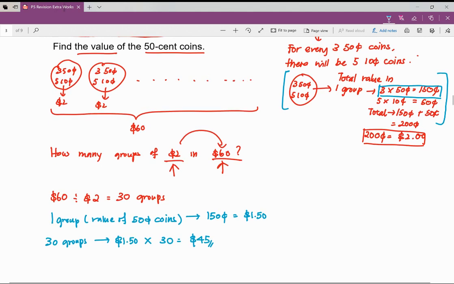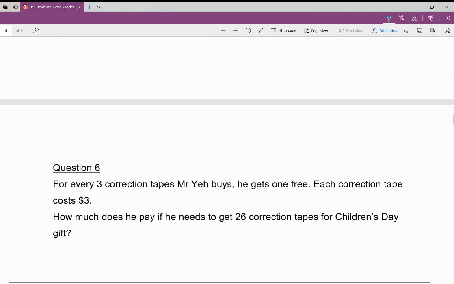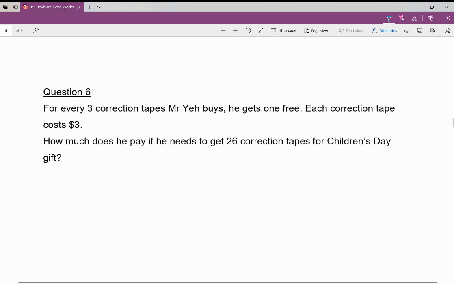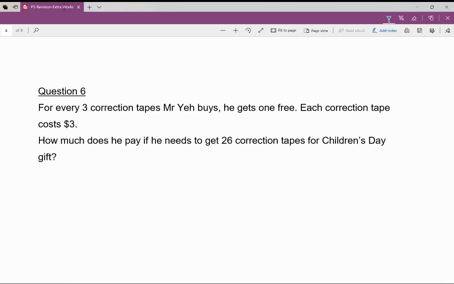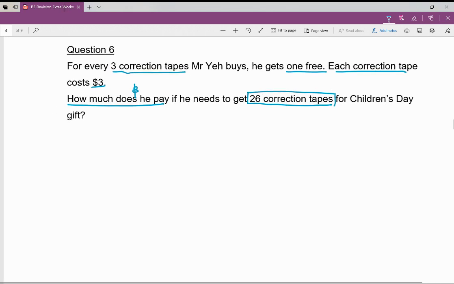Moving on to next one. Question 6 now. So question 6 comes from your grouping concept 3. Okay. So for every 3 correction tapes Mr. Ye buys, he gets 1 free. And each correction tape costs $3. How much does he have to pay if he needs to get 26 correction tapes? So pay means dollar. Okay, I want to find the money in the end, given that there are 26 correction tapes that he buys. So for every 3 correction tapes he buys, he gets 1 free.